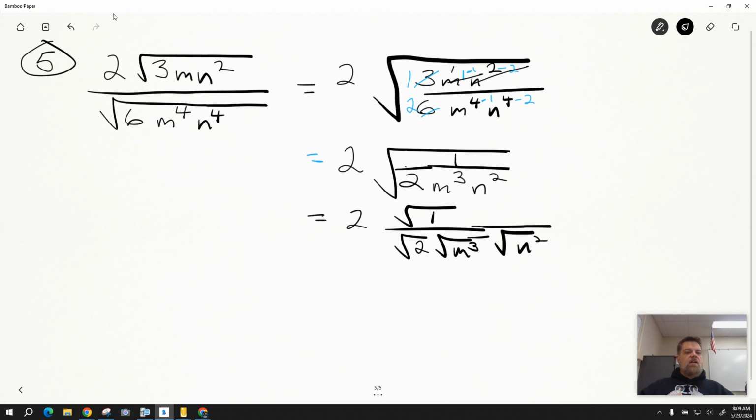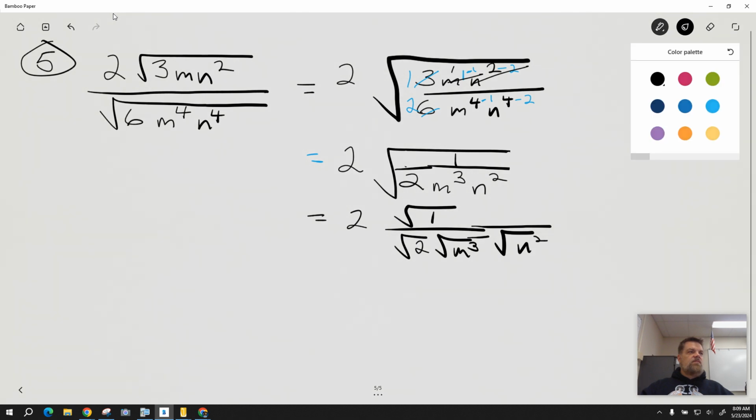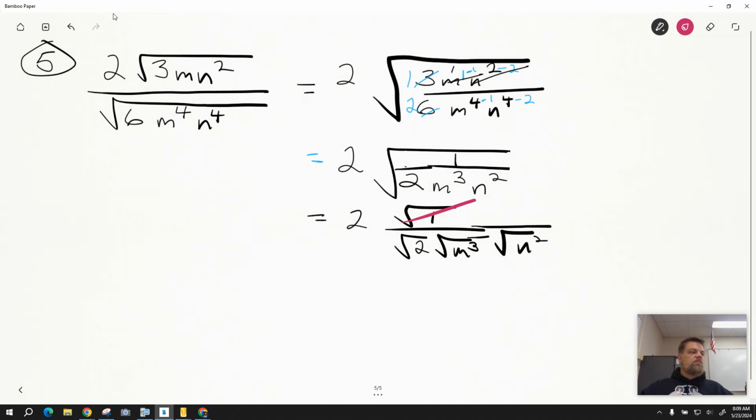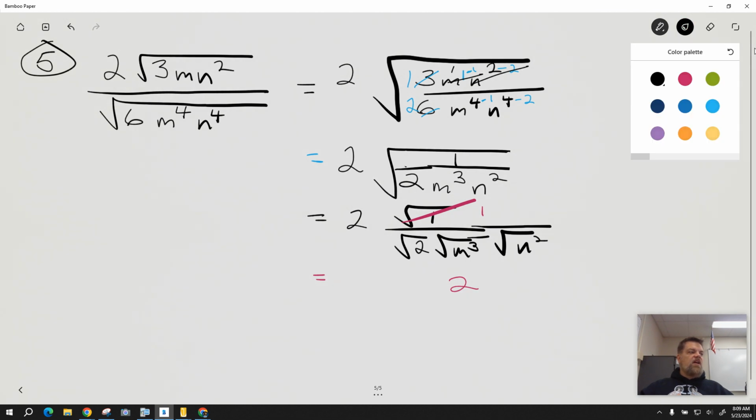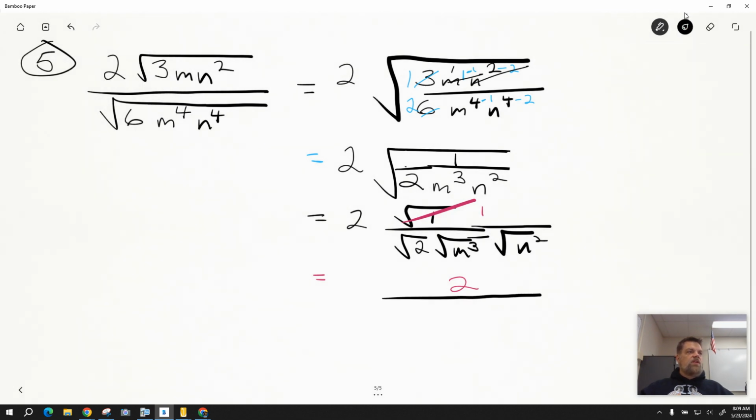Now, the interesting thing about this is that this becomes 1. So on the top, I'm going to get a 2, because 2 times 1, because the square root of 1 is just 1. 2 times 1 is 2. Then on the bottom, I've got some cleaning up to do. Remember that m to the 3rd power is the same as m squared times m to the 1st.